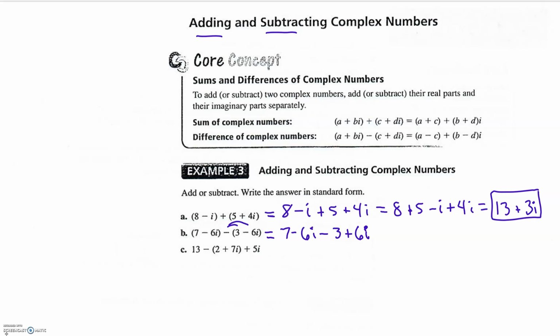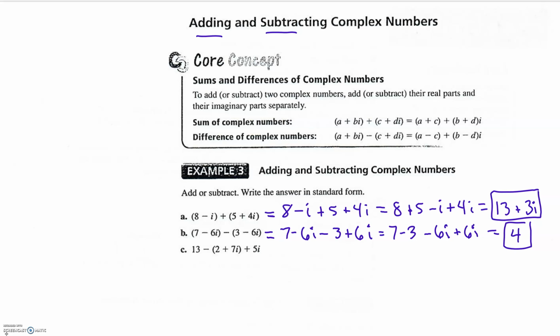And now we're going to combine the like terms. So we're going to add, or put together, the 7 and the -3. And then we're going to put together the -6i and the +6i. Well, they're going to zero each other out, so we're going to have 7 take away 3, which is 4. So our answer for that one is a 4. It's a terrible looking 4.